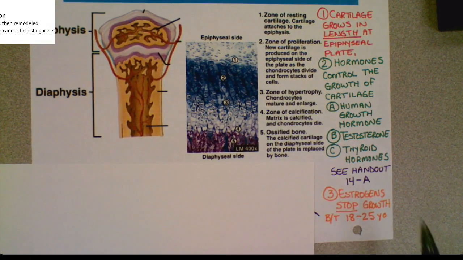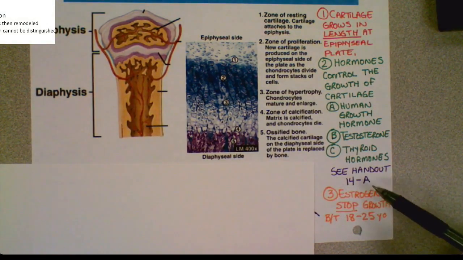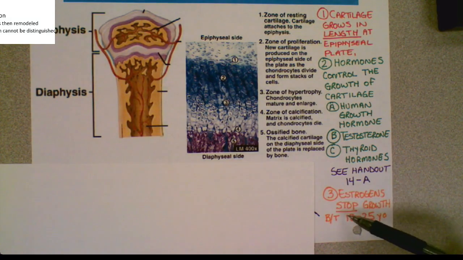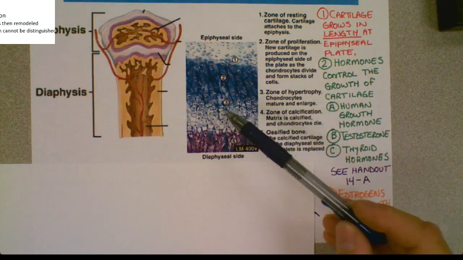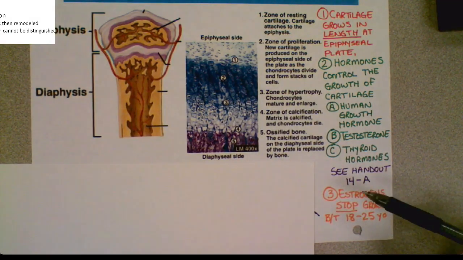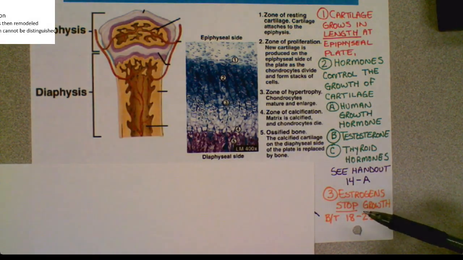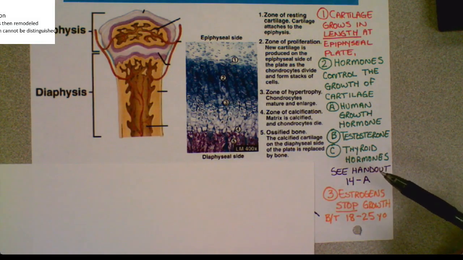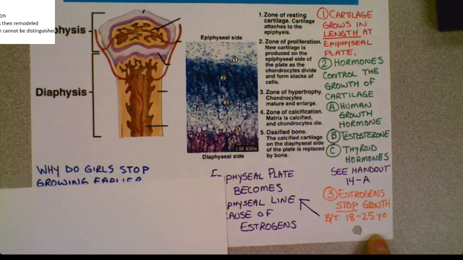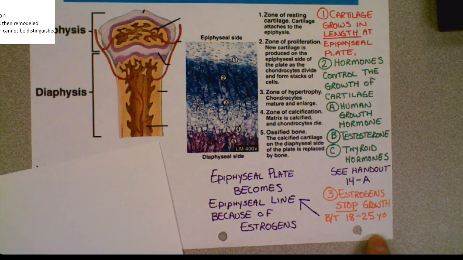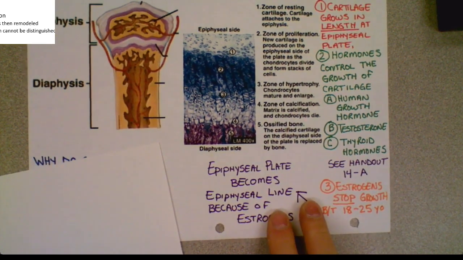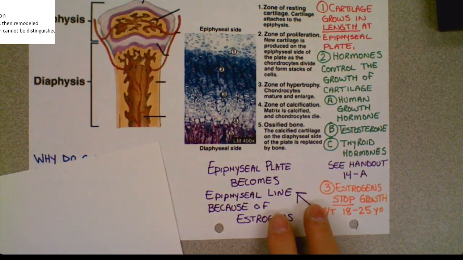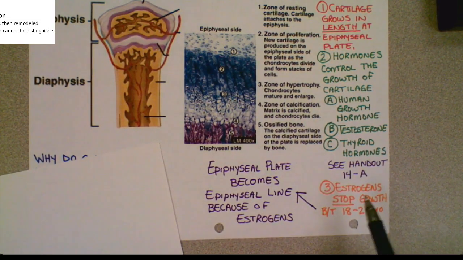But a third factor is our female hormone. The female hormone estrogen is also going to play a role in bone growth because estrogen is going to stop the epiphyseal plate. So our epiphyseal plates are going to fuse into what's called epiphyseal lines. And these epiphyseal lines have no cartilage in them anymore. And so it's estrogen that causes this.